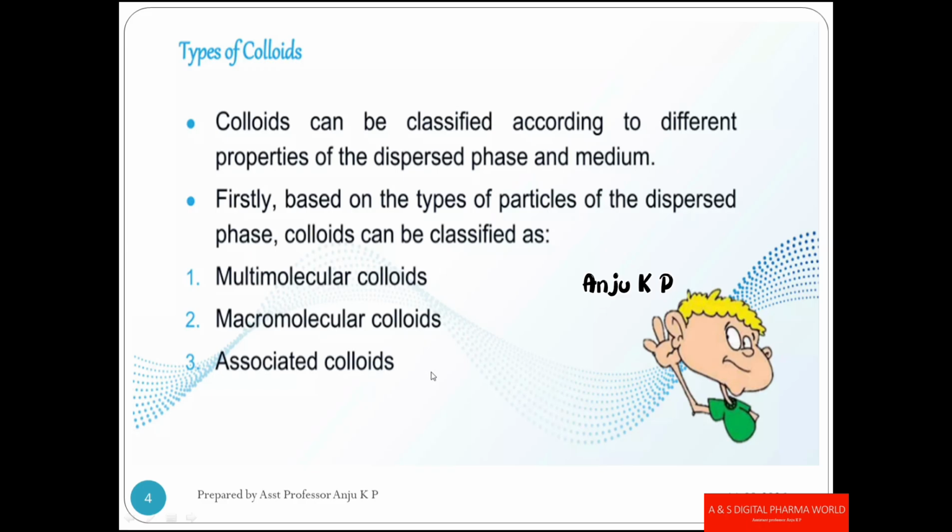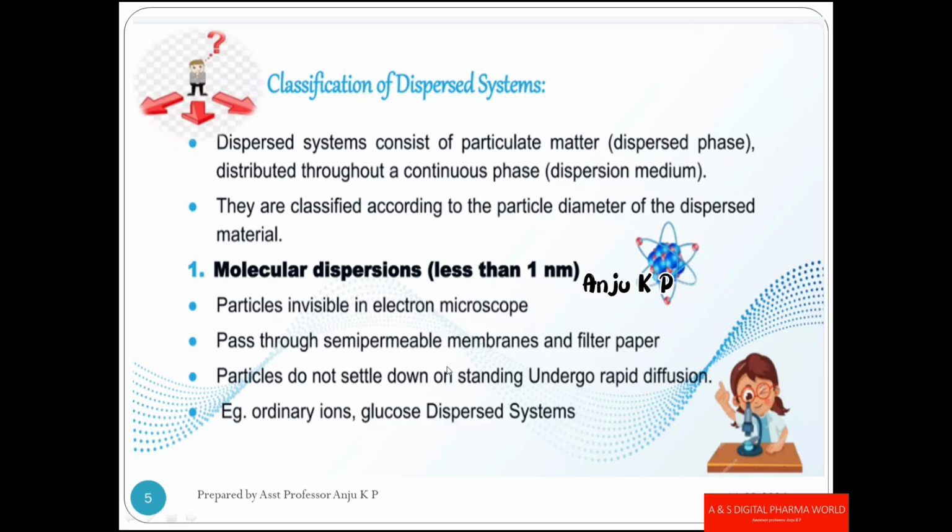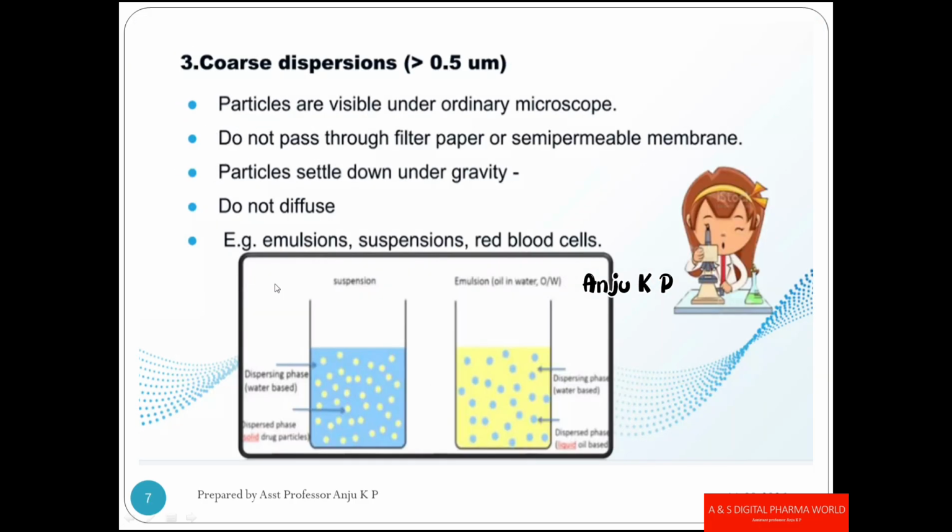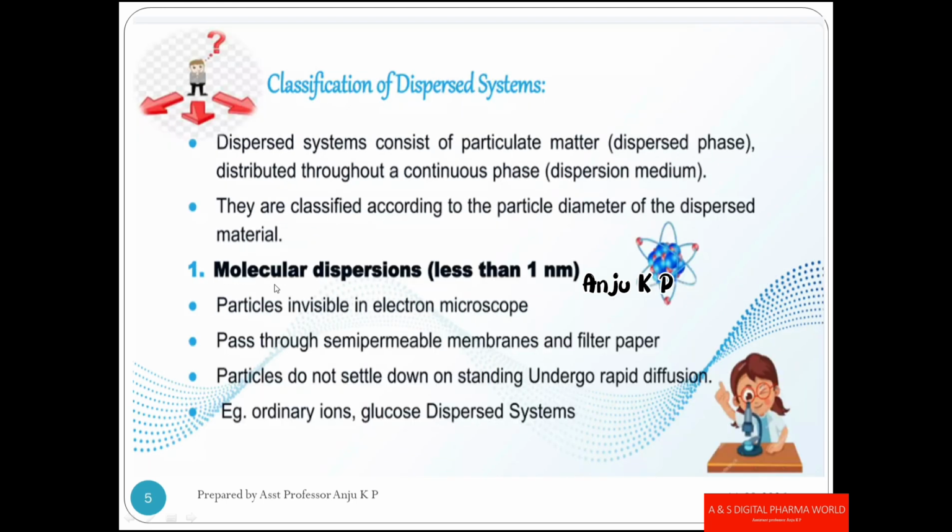Next comes the classification of dispersed systems, which have a dispersed phase and a dispersion medium. They are classified according to the particle diameter of the dispersed material, and here also we have three types. The first one is molecular dispersion. Here the size is less than 1 nanometer. Particles are invisible in the electron microscope and pass through semi-permeable membranes and filter paper. The particles do not settle down on standing and undergo rapid diffusion. Examples are ordinary ions and glucose dispersion systems.